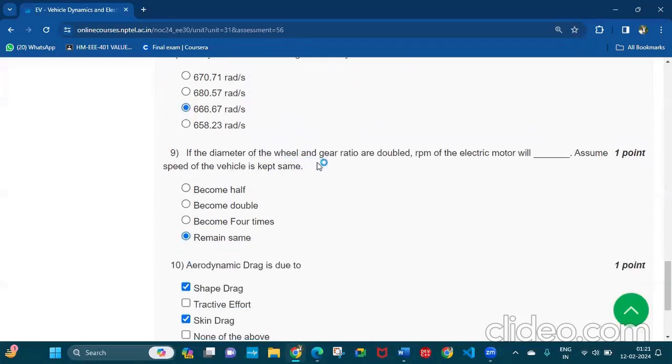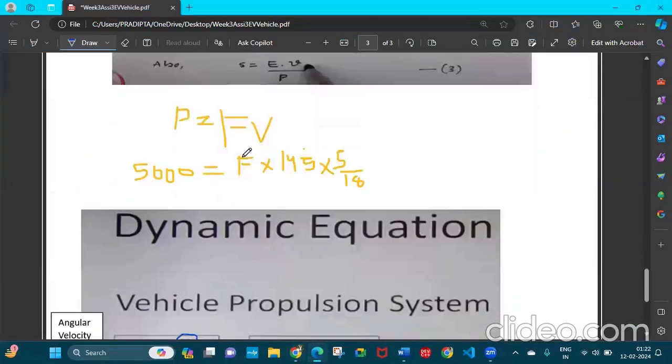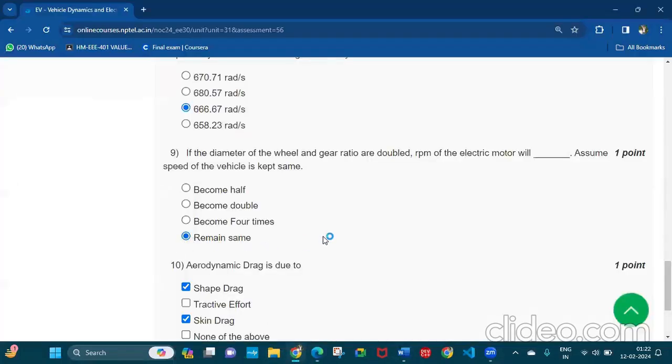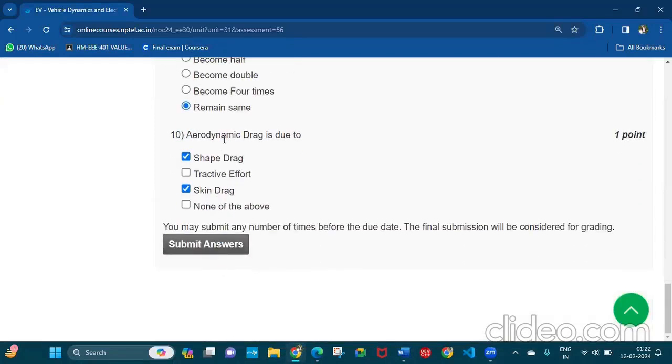Now, if the diameter of the wheel and gear ratio are both doubled, then what about the RPM? That means the gear ratio and the wheel diameter are both doubled. So in this case, the gear ratio is doubled and the wheel diameter is also doubled. When the V is the same, the RPM of the electric motor will remain the same. Now the aerodynamic drag is due to shape drag and skin drag. There are two types of drag. So submit the answer.